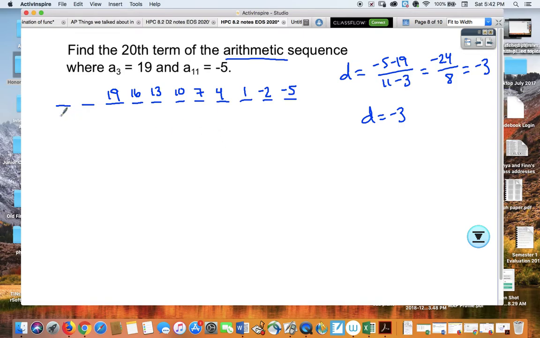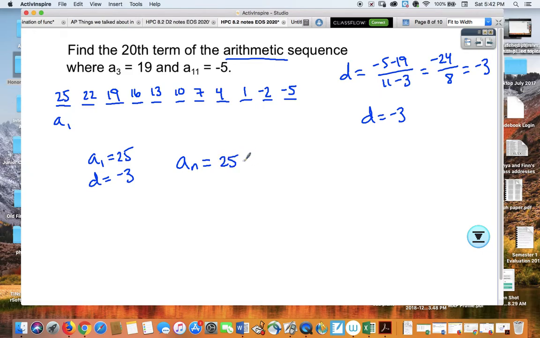But what I really want is the first term. So I'm going to add 3 to go backwards. So if I add 3, I'm going to get a 22 and then a 25. So my first term's a 25. My common difference is a -3. I want to find the 20th term. Instead of me continuing subtracting 3, which I could do, I'm going to use my formula instead.